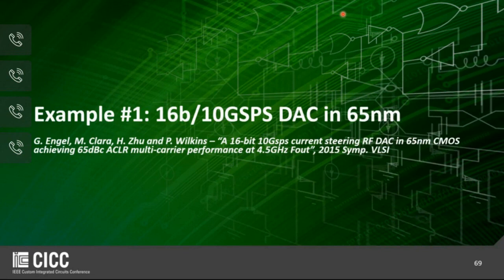The first example is an ADI DAC from a few years ago. It's a 16-bit 10 gigasample per second DAC implemented in 65 nanometers. In this example, we will see the use of the quad switch and the technique that uses cascodes with keep alive currents to remove the distortion due to finite output impedance. Moreover, this DAC enables regular non-return to zero, mixed mode output, single and dual data rate.